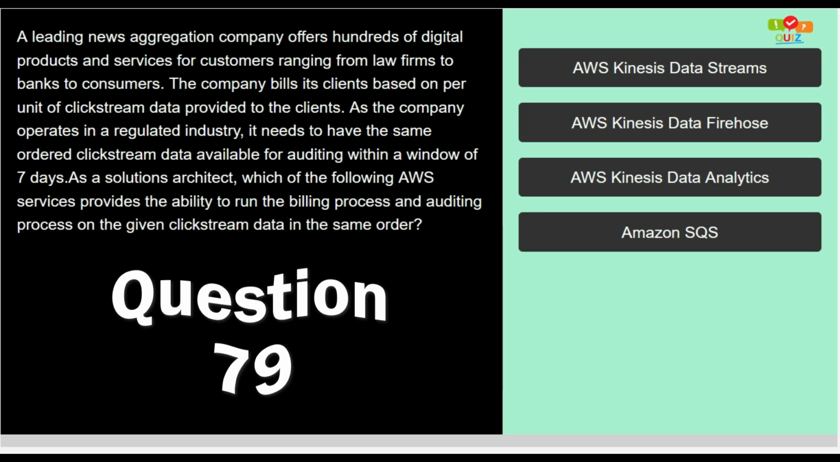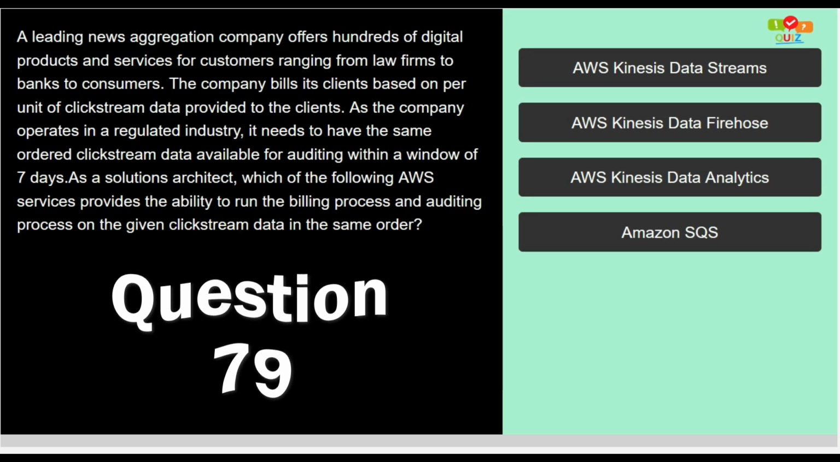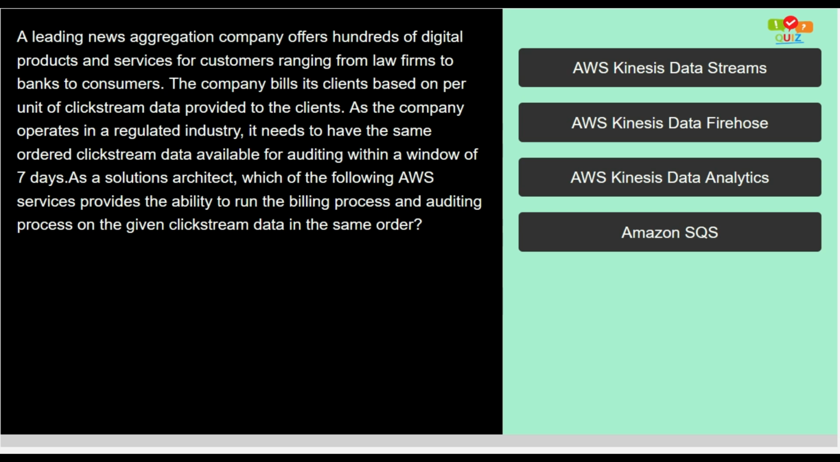A leading news aggregation company offers hundreds of digital products and services for customers ranging from law firms to banks to consumers. The company bills its clients based on per unit of clickstream data provided to the clients. As the company operates in a regulated industry, it needs to have the same ordered clickstream data available for auditing within a window of 7 days. As a solutions architect, which of the following AWS services provides the ability to run the billing process and auditing process on the given clickstream data in the same order?